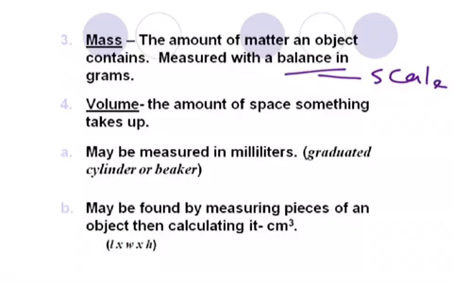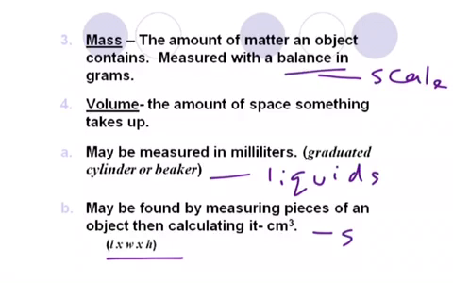The first can be measured in milliliters. This tends to be done with liquids. So we pour a liquid into a graduated cylinder or a beaker, and then we can just measure the volume by looking at the scale on the side. Also, we can find the volume by measuring pieces of an object and calculating it in centimeters. Like for a block, you would do length times width times height. So we do this more with solids.